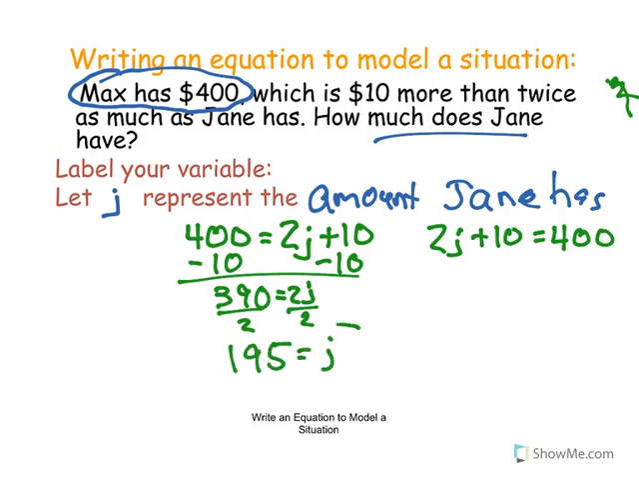Right, so here there's nothing else to do. In other words, we don't have to go back and substitute. We're going to write the sentence that says Jane has $195. We say, well, how would we check it? Max should have 10 more than twice as much. If Jane has 195, what's twice as much as she has? If we double that, we get 390, and 10 more than 390 is 400. So that would be our check.